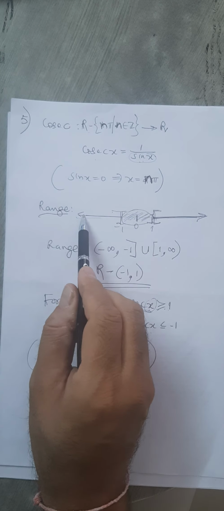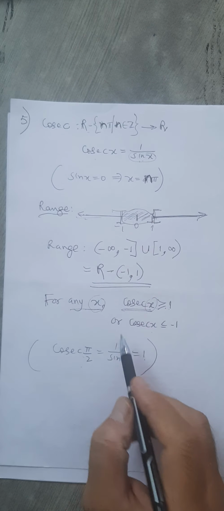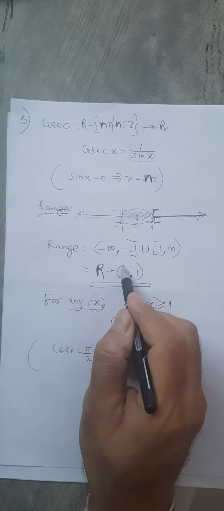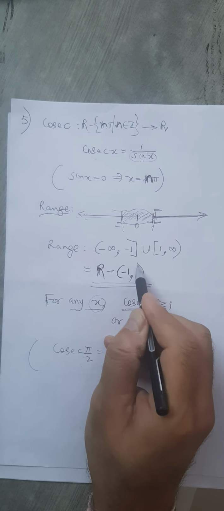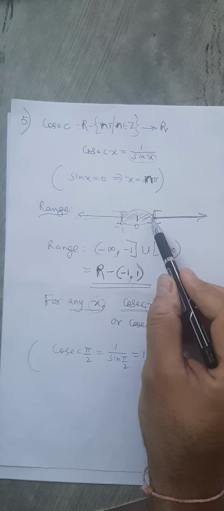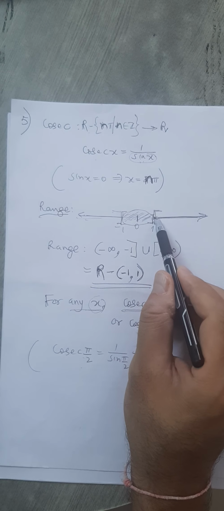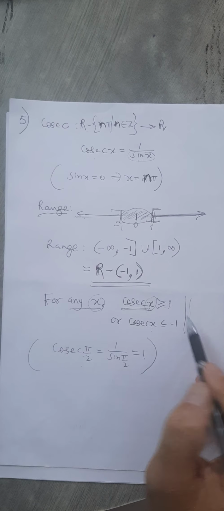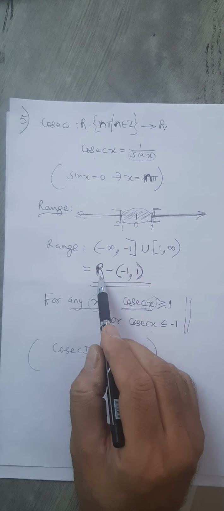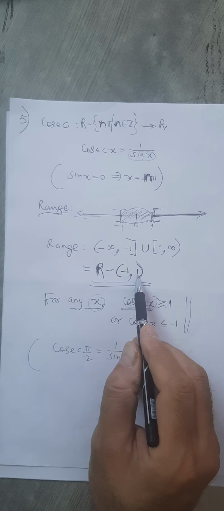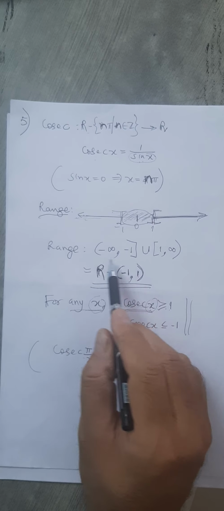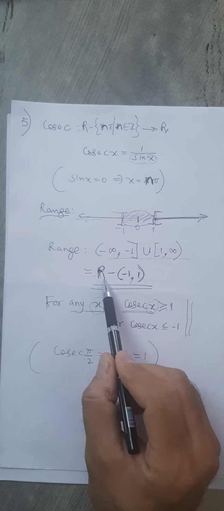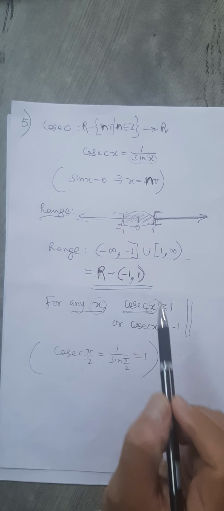Here, minus 1 or less than minus 1. So these are all real numbers, but other than the open interval minus 1 to 1. It can be 1, it can be minus 1, more than 1, less than minus 1. So this is always true for the cosec function. The range is R minus the open interval minus 1 to 1. I repeat, the range of the cosec function is R minus the open interval minus 1 to 1.